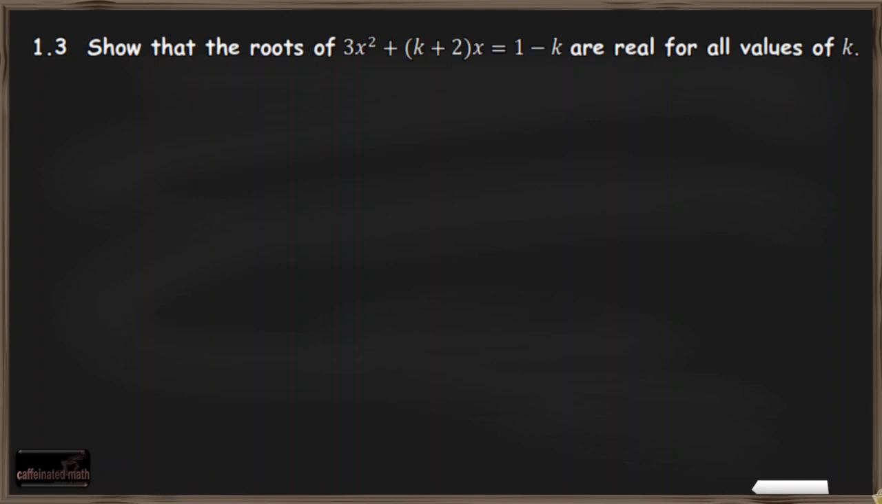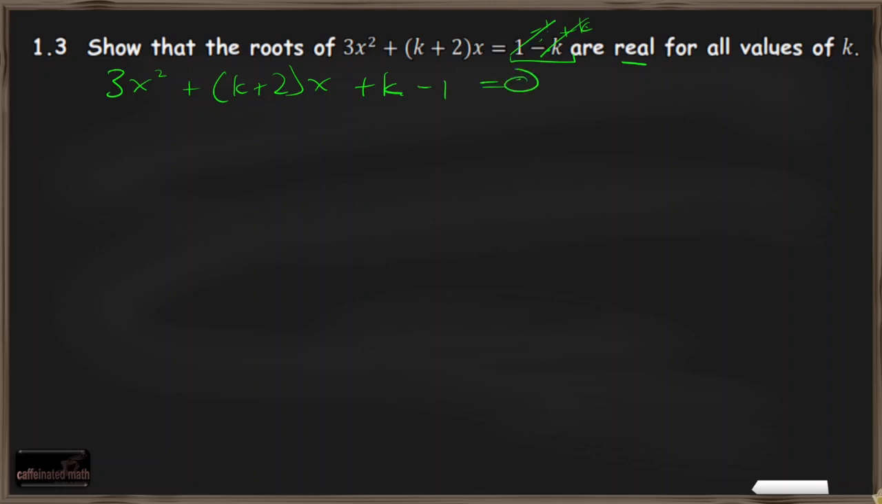Show that the roots of 3x squared plus (k plus 2) times x is equal to 1 minus k. We want those roots to be real for all values of k. So first things first, we're still dealing with quadratic stuff, so standard form is still a thing, which means we will have 3x squared plus, leave that k plus 2 as the coefficient of x, and then we'll transpose this. So we'll have plus k on both sides, and then minus 1. And that's all equal to 0.